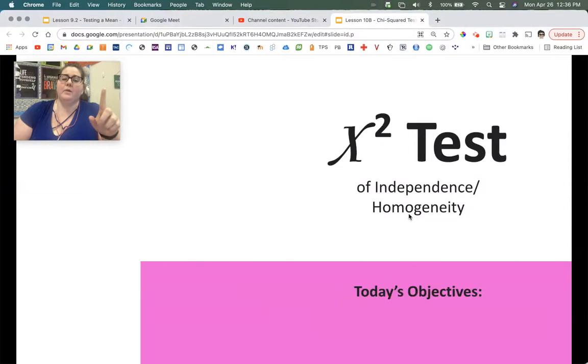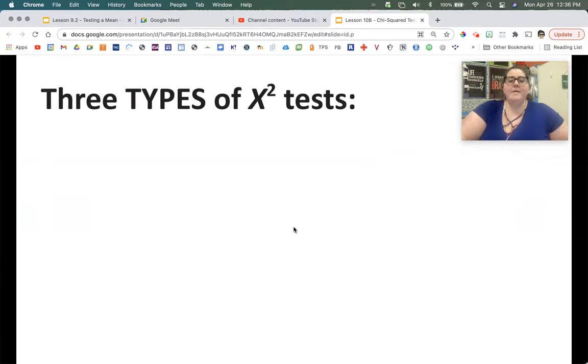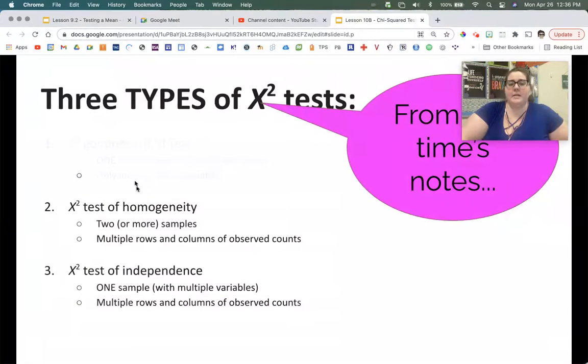So let's recap. We have three different types of tests, as I mentioned last time. One of them is the goodness of fit test, which is really when we're dealing with one sample for one variable. A chi-squared test of homogeneity and a chi-squared test of independence are going to look pretty similar in terms of how the data is given to us. The little bit of difference has to do with how many samples I have and how many variables I have.